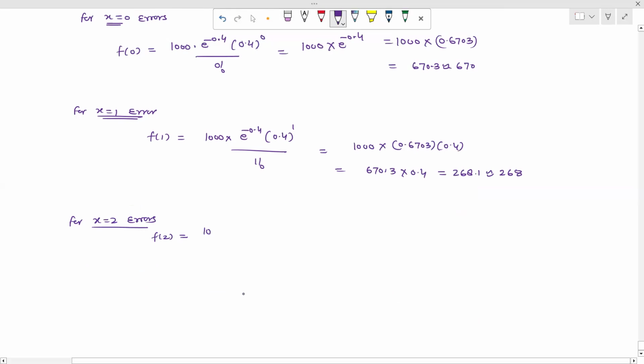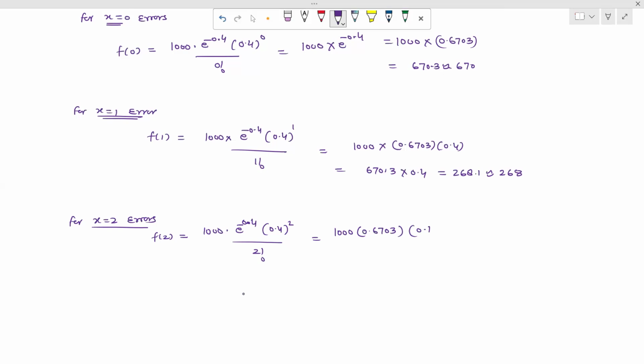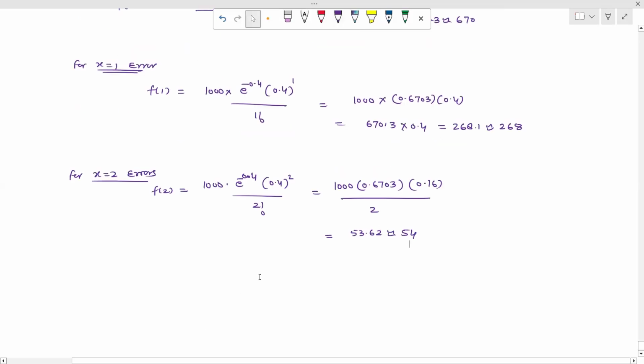So 1000 into e raised to the power minus 0.4, 0.4 raised to the power 2 upon 2 factorial. So this can be written as 1000 into, इसकी वैल्यू 0.6703, और 0.4 का स्क्वायर 0.16 हो गया, और अपॉन में फैक्टोरियल 2 की वैल्यू 2 आ गई. तो देन वी सिंप्लीफाई दिस. तो दिस गिव्स अस अप्रोक्सीमेटली 53.62. तो इसको इक्विवेलेंट कर लेंगे हम 54 के.